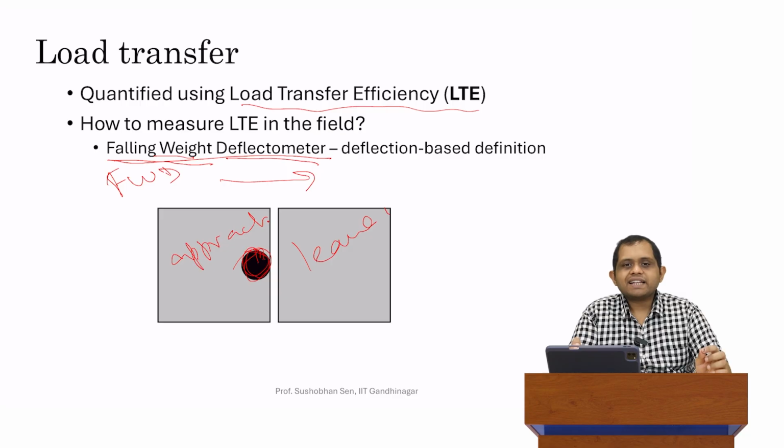They're basically just tiny little instruments which are able to measure the deflection at the surface. So what we do is we'll put the falling weight deflectometer at the edge like this, and we have a geophone at the approach slab, and we have a geophone at the leaf slab. So at the point when the weight falls and causes deflection in the approach slab, we are able to successfully measure the deflection in the approach slab as well as in the leaf slab.